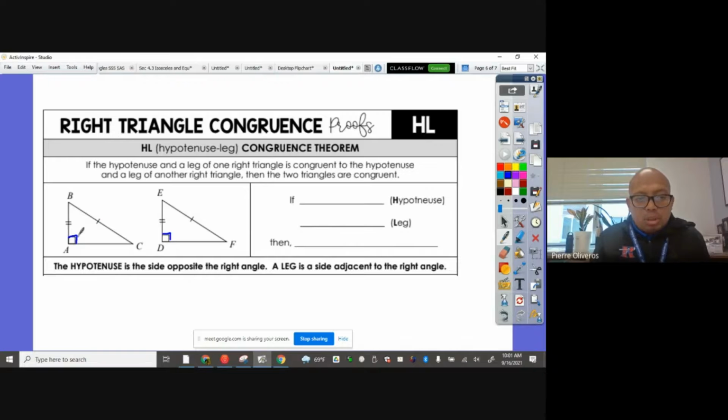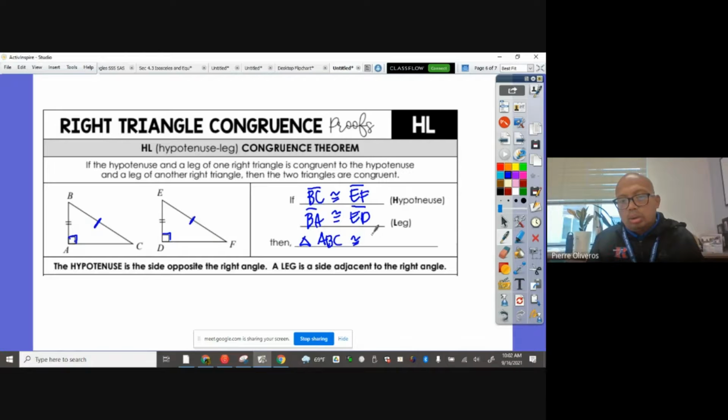Now, the hypotenuse is the one opposite to the 90-degree angle, which is this one here and that one. And the leg could be any of the sides of the right triangle. So in this case here, assuming this is a right triangle, if BC is congruent to EF, and any leg, let's say BA is congruent to ED, then that's enough for us to say that triangle ABC is congruent to triangle DEF. The hypotenuse is the side opposite to the right angle, and the leg is a side adjacent to the right angle. So adjacent could be this side here or that side.